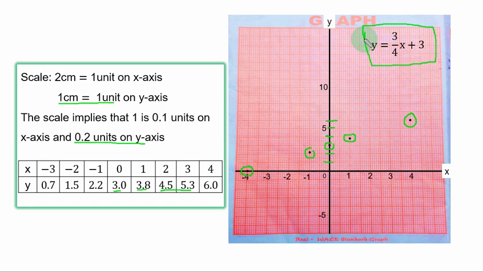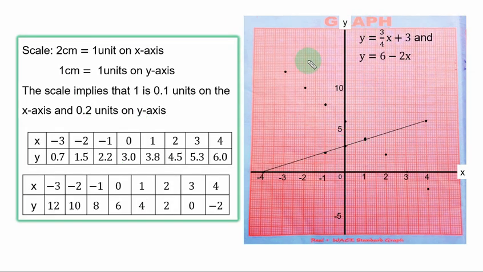After the second one is plotted, you update the title to reflect the two equations. For the first equation, all the points have been joined together. So we plot the second equation with the second table of values. Minus 3 for s is 12. You have 12 somewhere here.